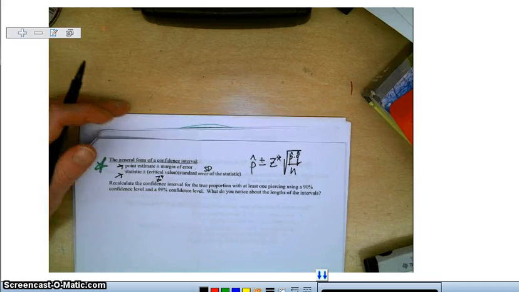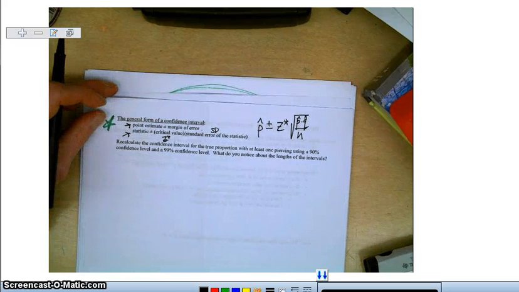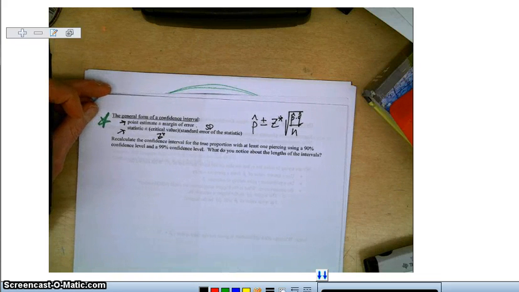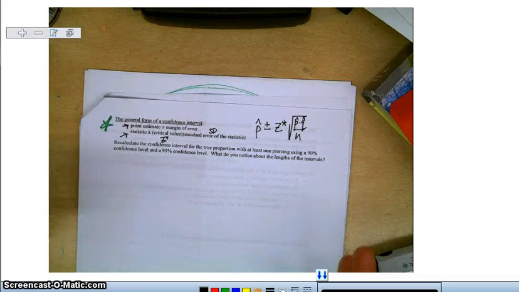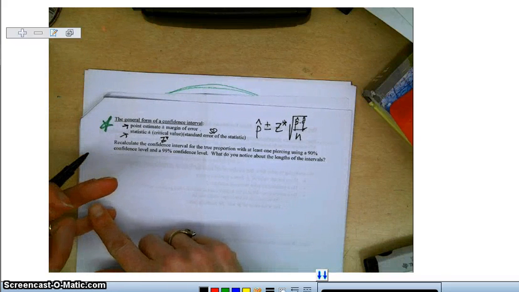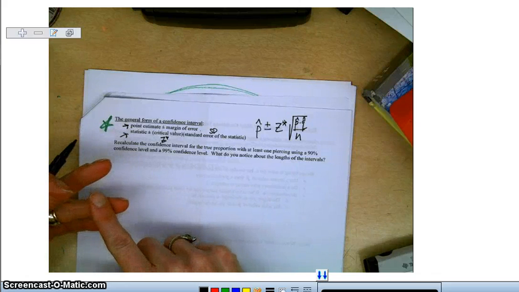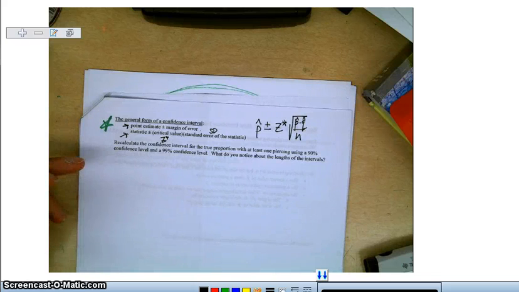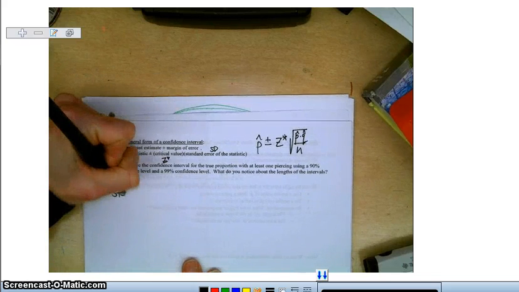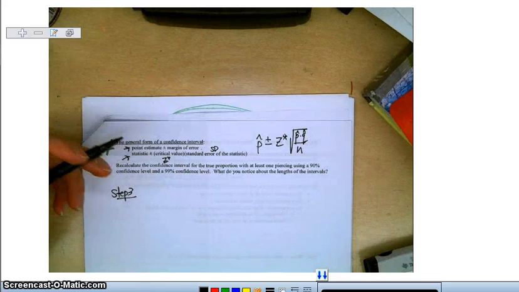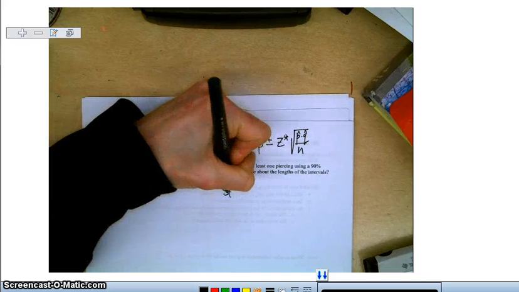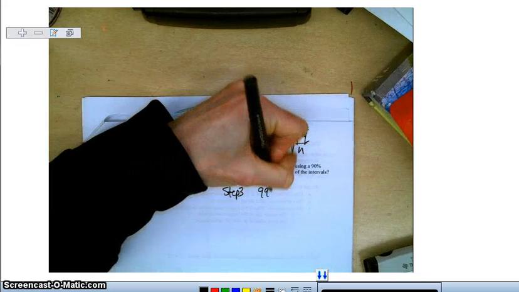So now we've got one more example here. Recalculate the confidence interval for the true proportion with at least one piercing using a 90% and a 99%. Now, to save time, we're not going to do all the steps. We've actually already done the steps. We've checked the conditions, haven't we? And we've already said we're trying to estimate the true proportion of East High students with at least one piercing. So we're just going to do step 3 for both of them: step 3 for a 90% and then step 3 for a 99% confidence interval.